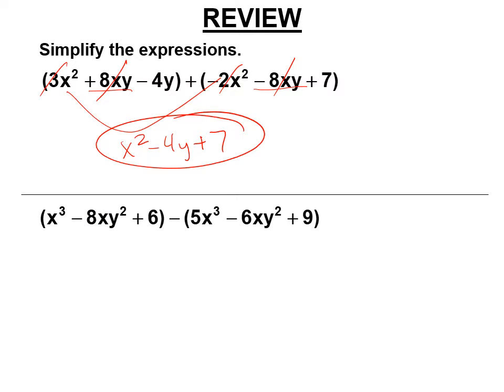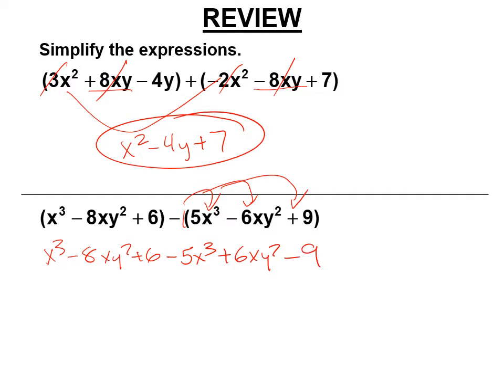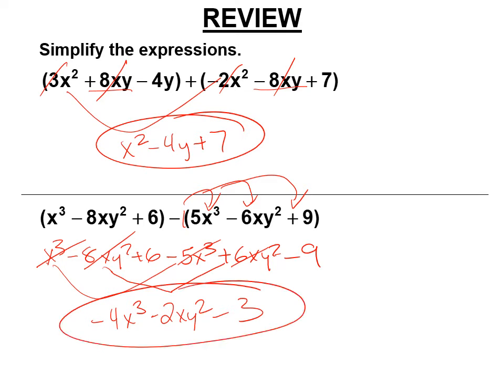All right, so now we're subtracting. So what I like to do is I rewrite the first one, and then I distribute a negative 1 here. Right, so negative 5x cubed plus 6xy squared minus 9. Now I combine my like terms, x cubed minus 5x cubed, negative 4x cubed. Negative 8xy squared plus 6xy squared is negative 2xy squared. Right, I've done all that, and 6 minus 9, negative 3.